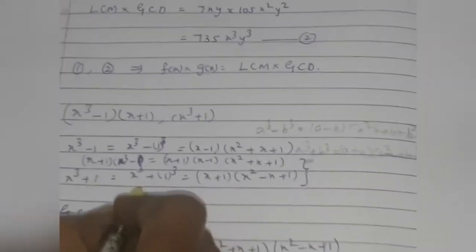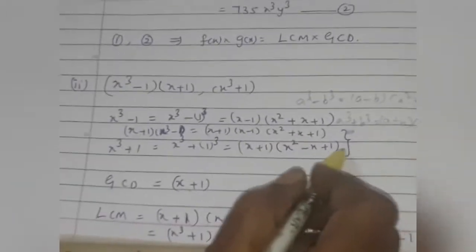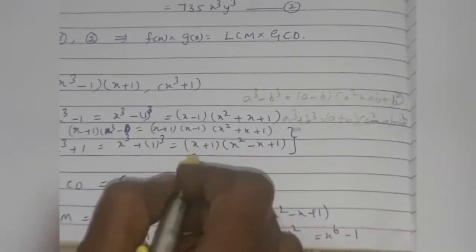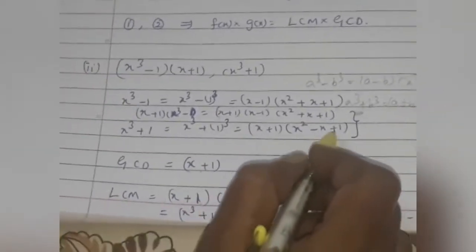Then, for the next one, take x cube plus 1. It can be written as x cube plus 1 cube, that is a cube plus b cube, which is (a plus b) into (a square minus ab plus b square). Using this formula you can write (x plus 1) into (x square minus x plus 1).